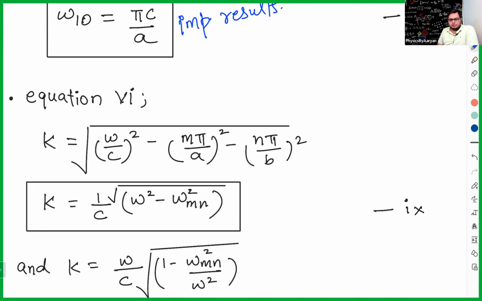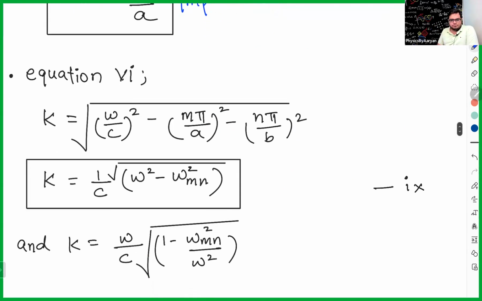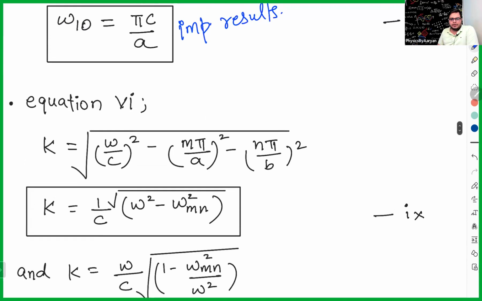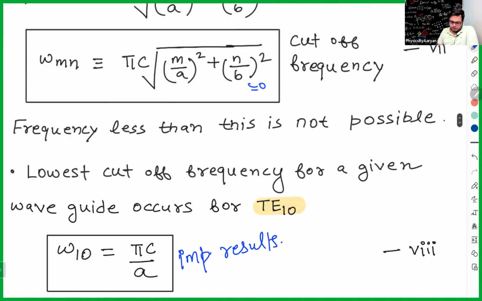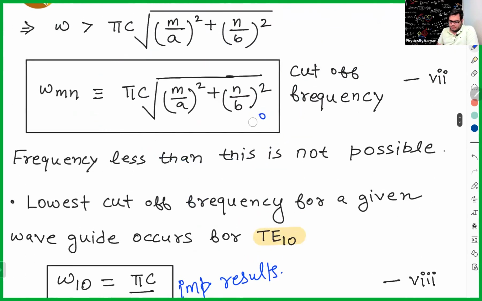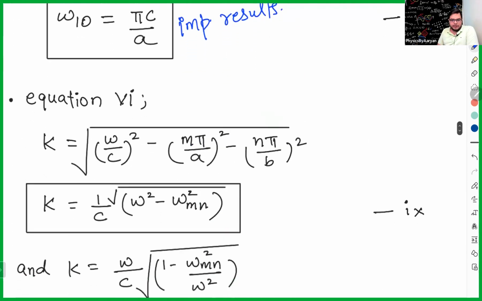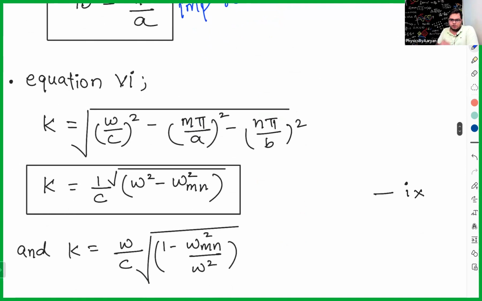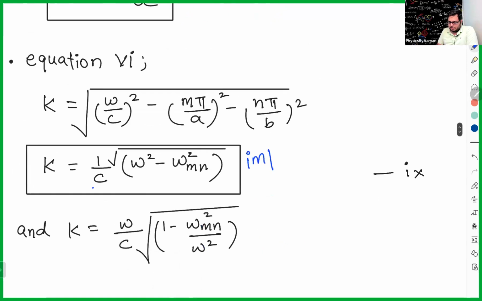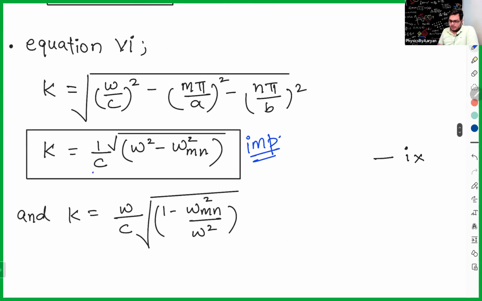Now just playing around, you already know k is this thing. Now I can write my k in terms of omega mn. So I already know this is my omega mn. So nothing to play with here. What I did is I took 1 by c common. So this becomes omega square and this thing will become omega mn square. So this is also one of the important relations, that k can also be written as 1 by c under root of omega square minus omega mn square. Omega mn you already know is the cutoff frequency.